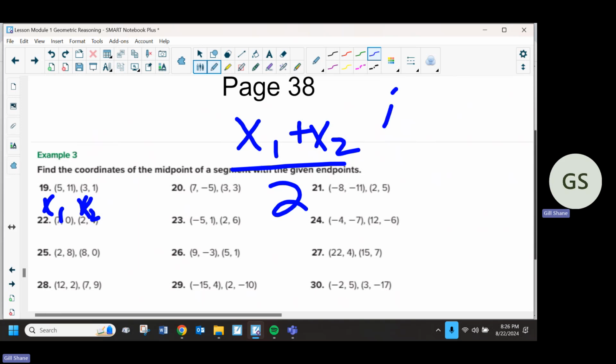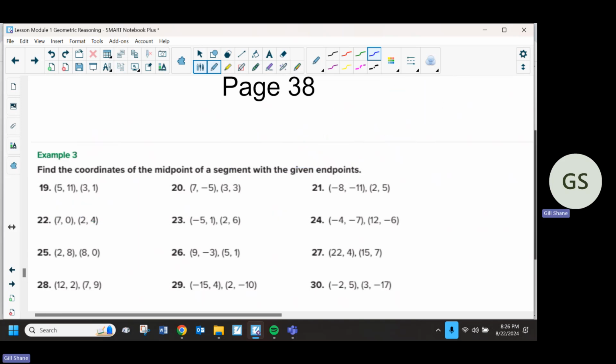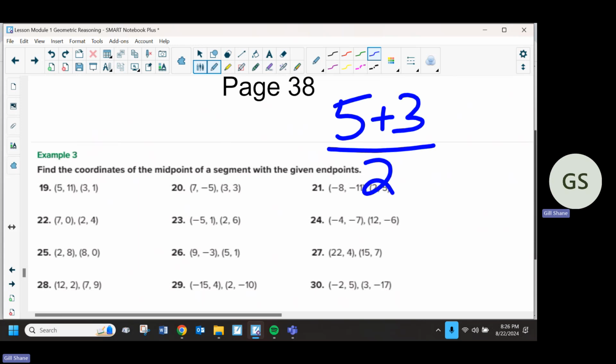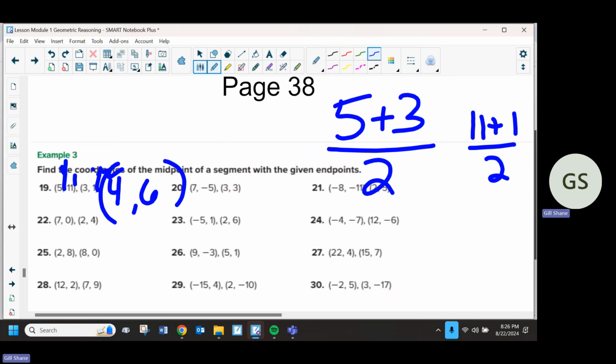So 5 plus 3, that's x1 and x2, divided by 2. So my x value here is 4. And then I do the same thing with the y values. This would be y1, y2. So it would be 11 plus 1 divided by 2. So my y value would be 6. So the answer would be 4 comma 6. If you want to try some of those, you just use that formula I just showed you a minute ago.